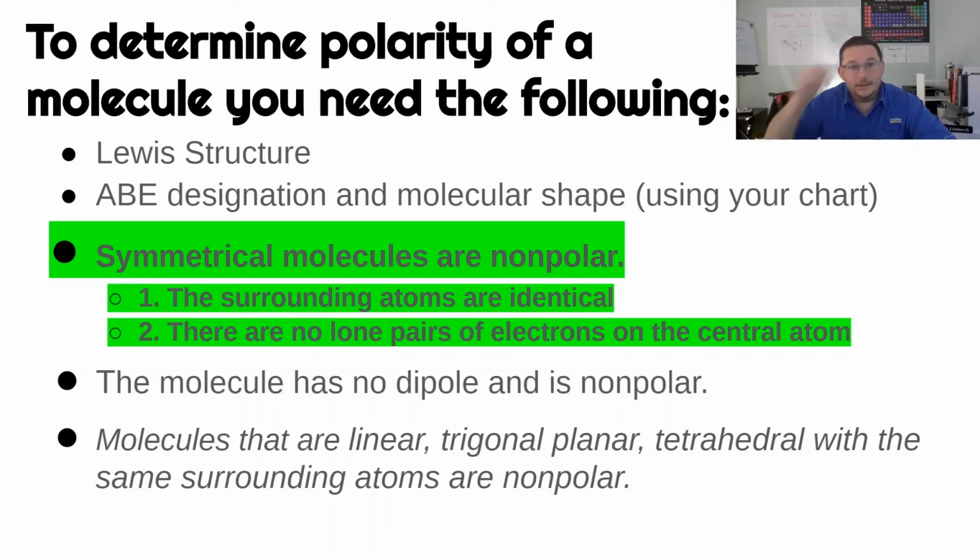So first you need two things. You need the Lewis structure, and then you need to determine the ABE designation from the chart that I gave you, and it's also in the video. Basically what that means is how many bonding domains there are and how many non-bonding domains there are. Now, symmetrical molecules are going to be non-polar if the surrounding atoms are identical and there are no lone pairs on the central atom. I will say that second bullet point is only true for the molecular geometries we do in here.